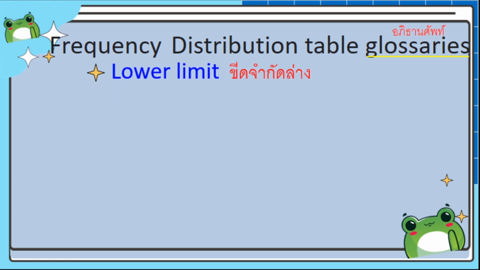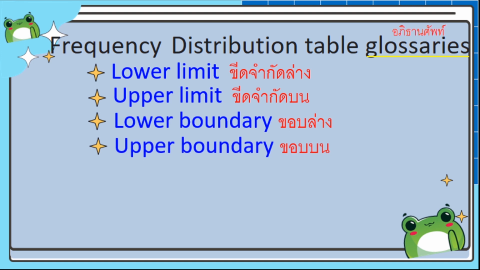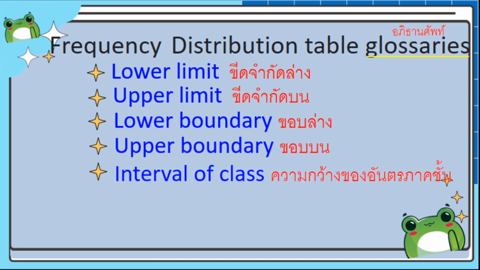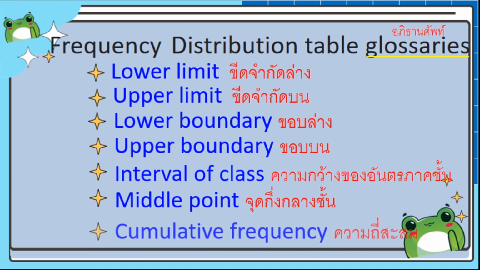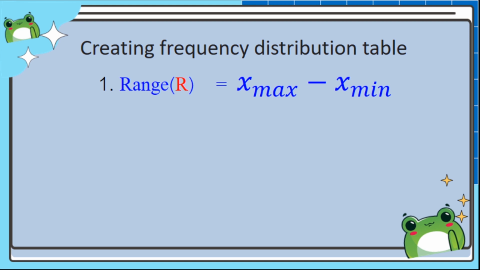Lower limit, upper limit, lower boundary, upper boundary, interval of class, midpoint, cumulative frequency. How to create frequency distribution tables. The method to create a frequency distribution table is as follows.